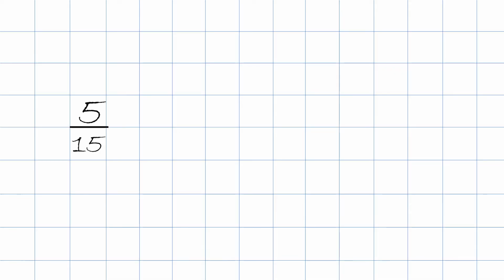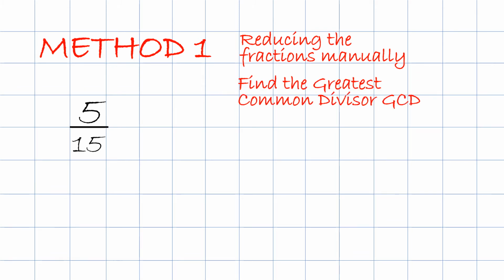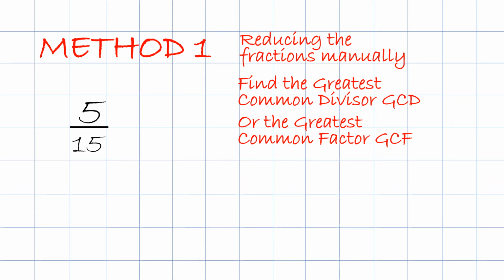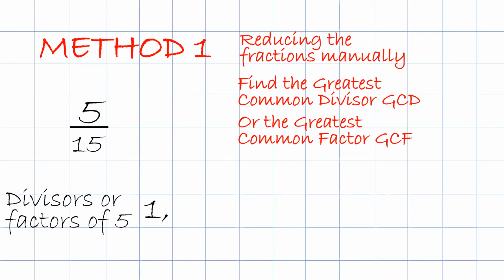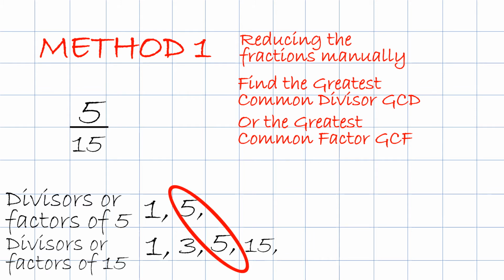Let's do 5/15. And once again, we're going to do method 1 where we are reducing the fractions manually. So we have to find the greatest common divisor, the GCD, or the greatest common factor, GCF. And when we take the divisors or factors of 5, we get a 1 and a 5. When we take the divisors or factors of 15, we get 1, 3, 5, and 15. The greatest common factor will be number 5.